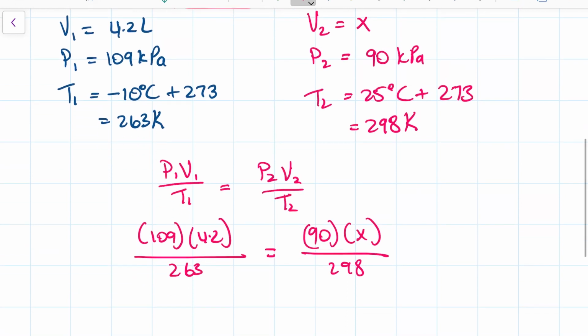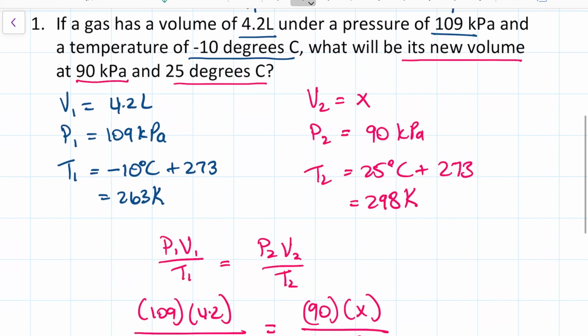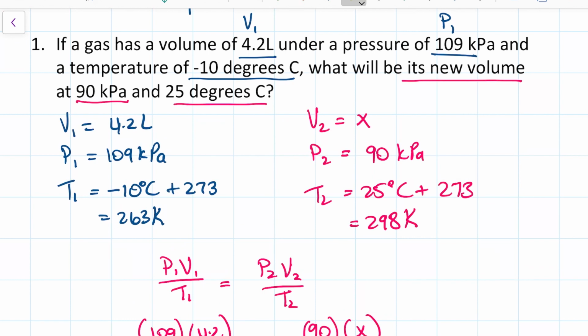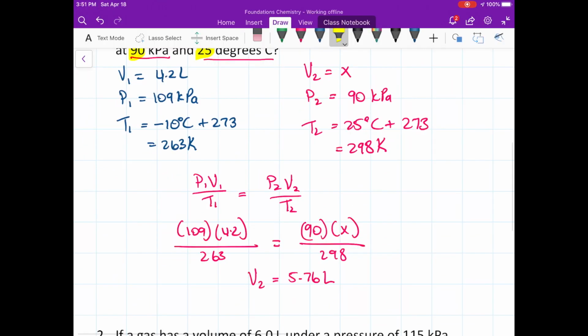When you math that out, I'm going to pause the video for 5 seconds and give you a chance to do that. You should get a value of V2 equals 5.76 liters. Now, if we look back at our problem, we're only allowed 2 sig figs. So my final answer is going to be 5.8 liters.